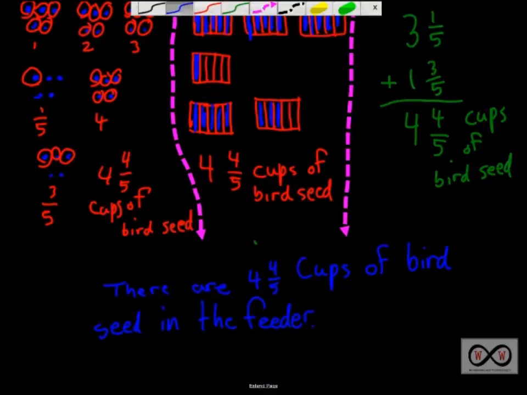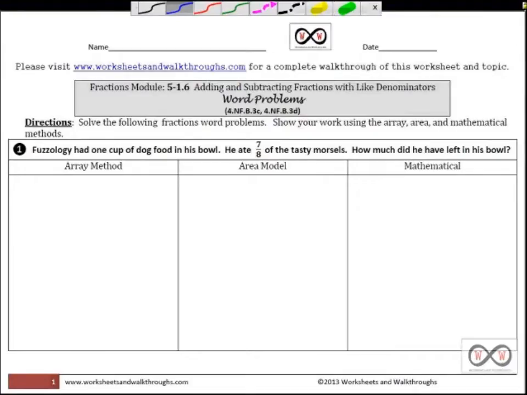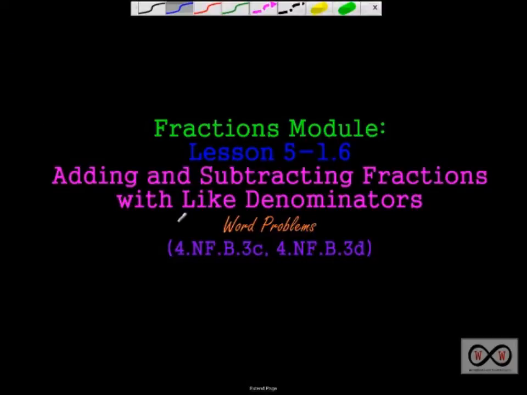There's a couple of word problems as we looked at adding fractions with like denominators.